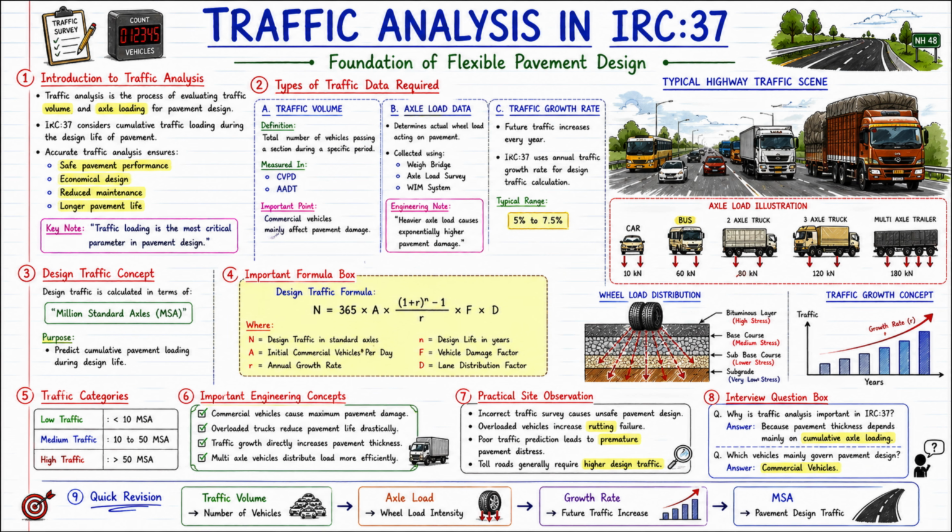Interview question box. Q. Why is traffic analysis important in IRC 37? Answer: because pavement thickness depends mainly on cumulative axle loading. Q. Which vehicles mainly govern pavement design? Answer: commercial vehicles. Now look at the quick revision below.